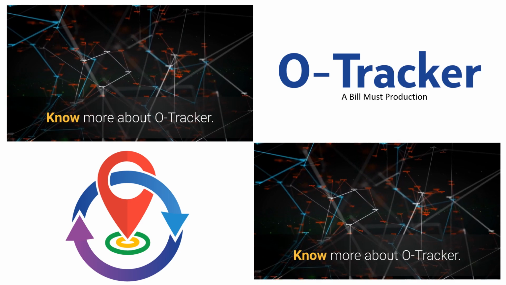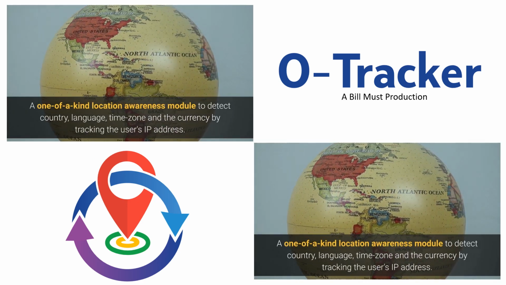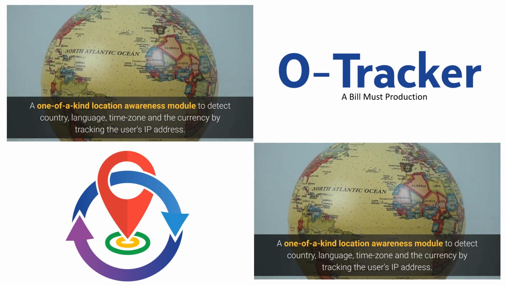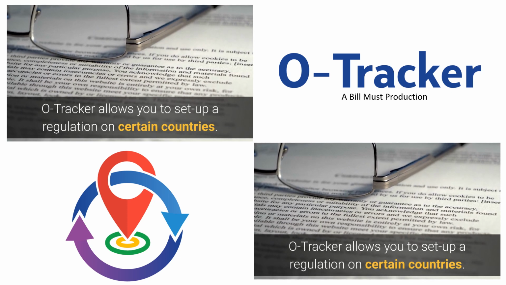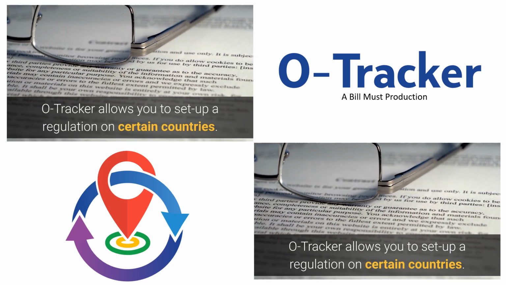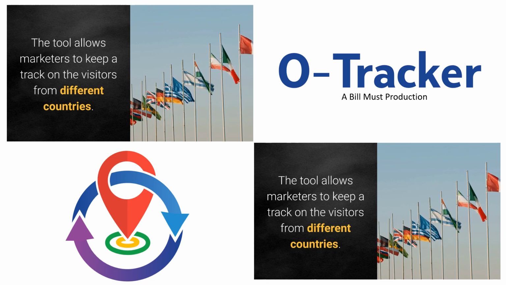Know more about O-Tracker. A one-of-a-kind location awareness module to detect country, language, time zone and the currency by tracking the user's IP address. O-Tracker allows you to set up a regulation on certain countries. The tool allows marketers to keep a track on the visitors from different countries.